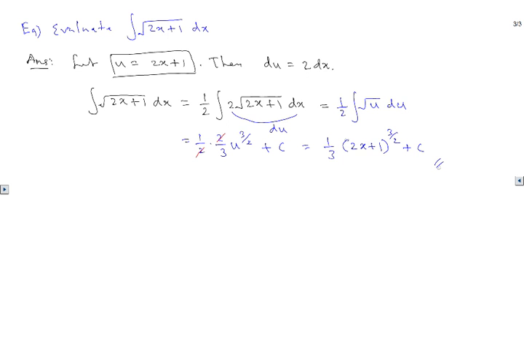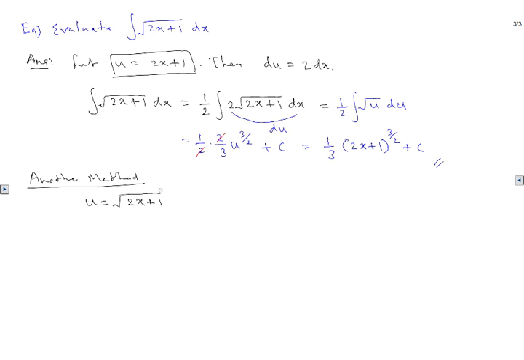Okay. Now, this is not the only substitution, so I'm going to ask you to do this using another method. Let's look at another substitution. How about you pick u equal to the whole thing inside, just the whole everything.